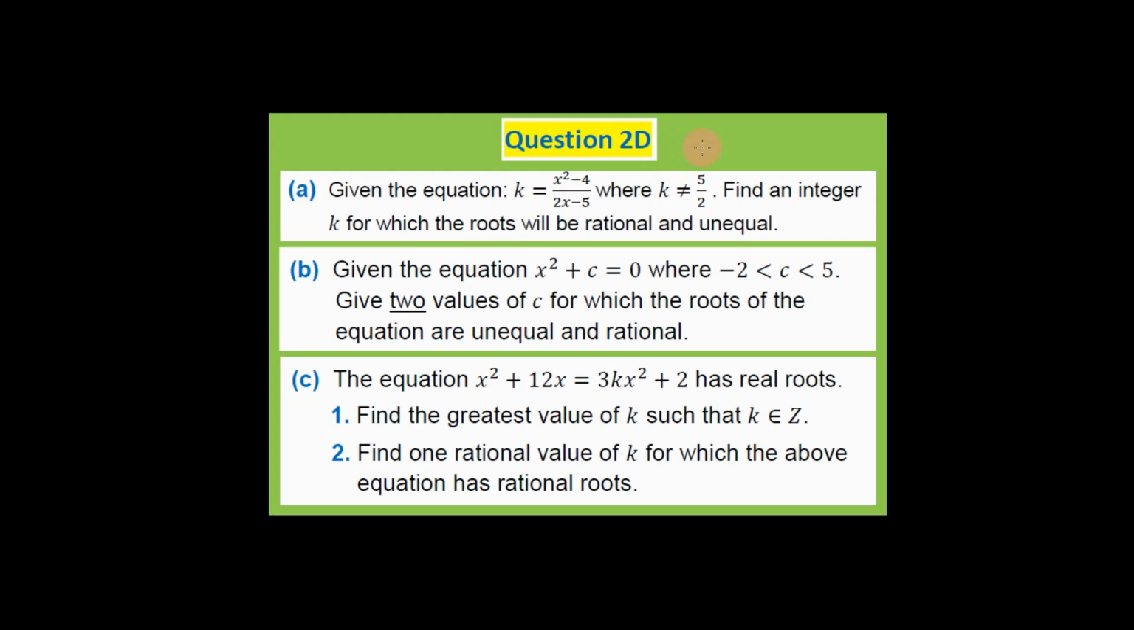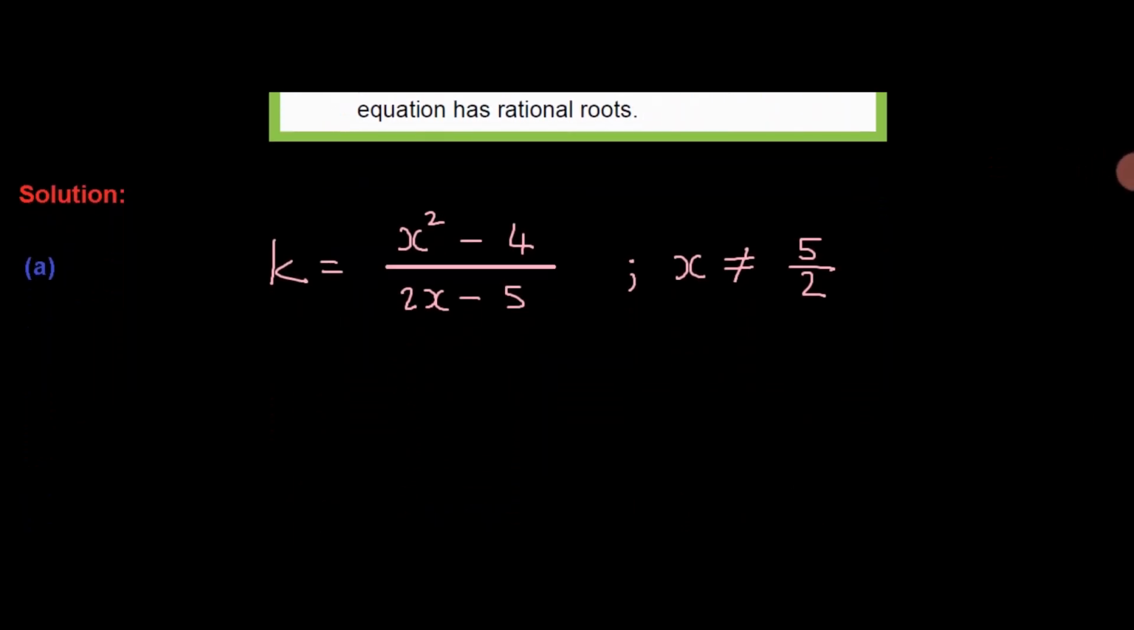Let's look at your answers to this question. In A it says, given the equation, so this equation, where k isn't equal to 5 over 2, find an integer k for which the roots will be rational and unequal. First, we can write this equation in standard quadratic form, and we can do so by cross-multiplying. I'm going to write k as k over 1. Then we're going to cross-multiply in this way.